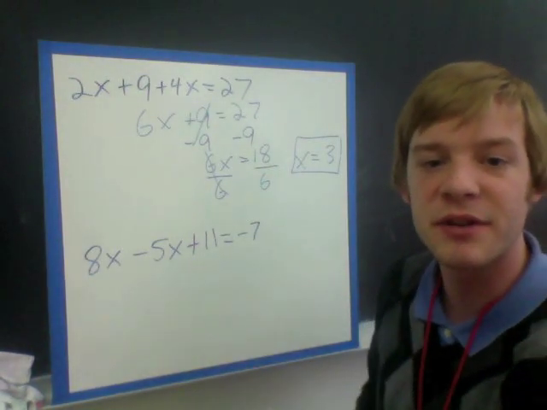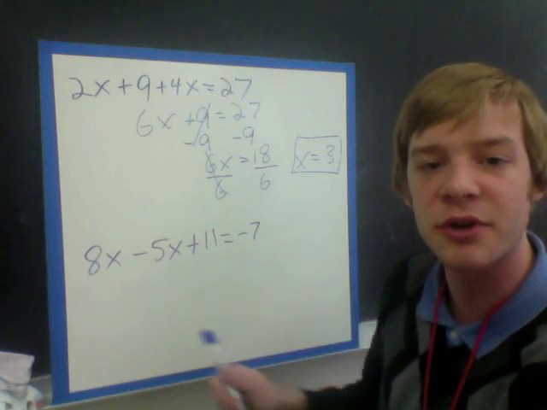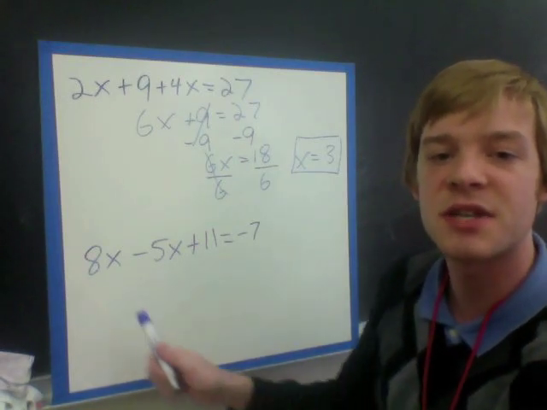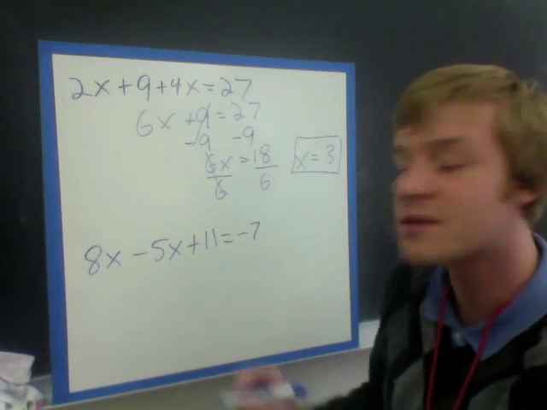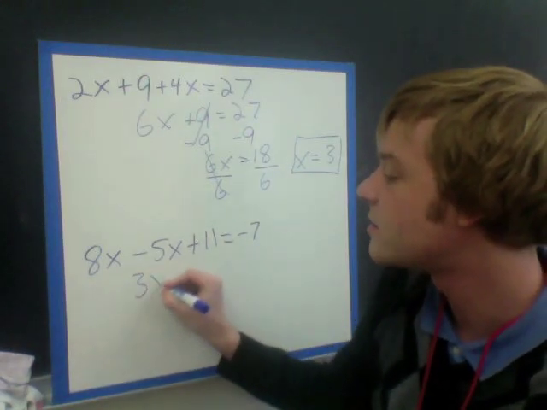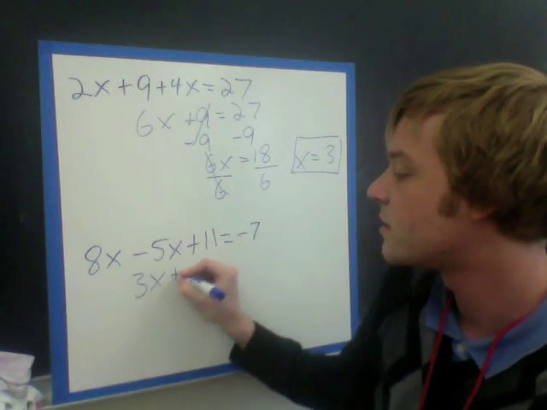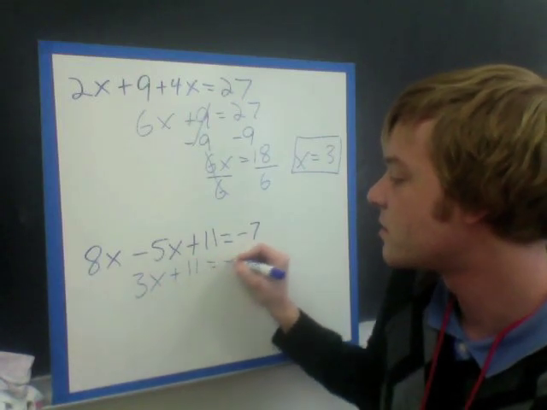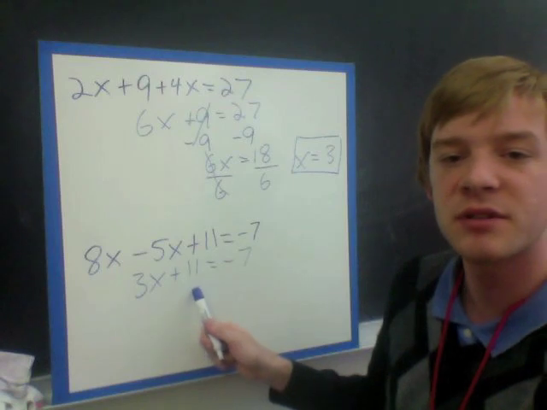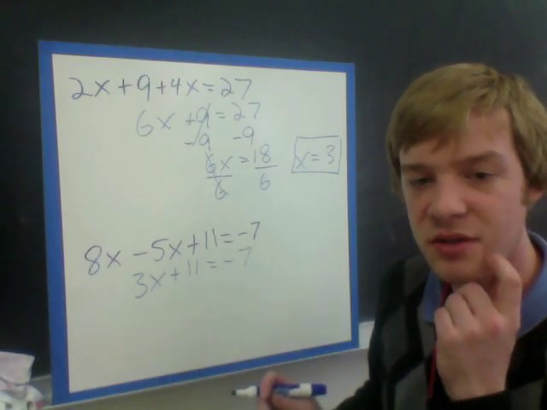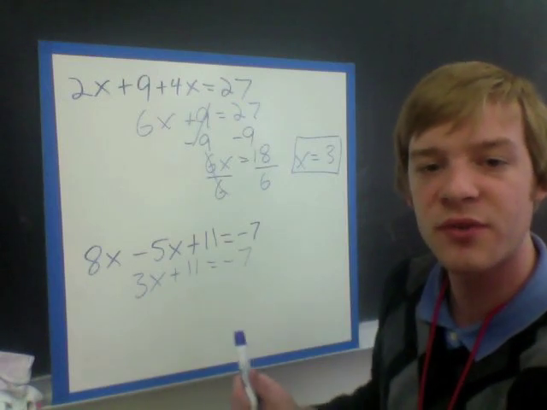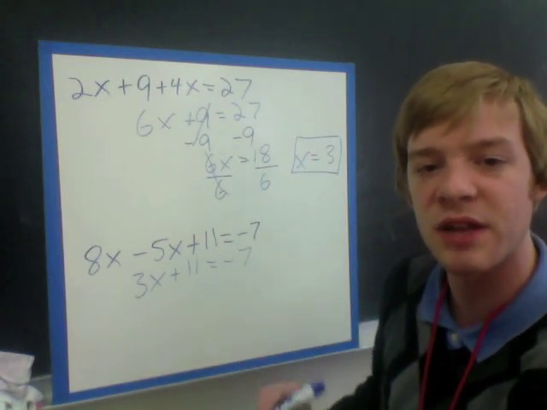For the last problem down here, it's very similar to the top one. I want to combine my x's for starters. This time I have 8x minus 5x. 8x minus 5x will give me 3x. I bring down the 11, because that doesn't change. Bring down the negative 7, because that's not changing either. Now we need to solve through. So I need to subtract 11 on both sides.